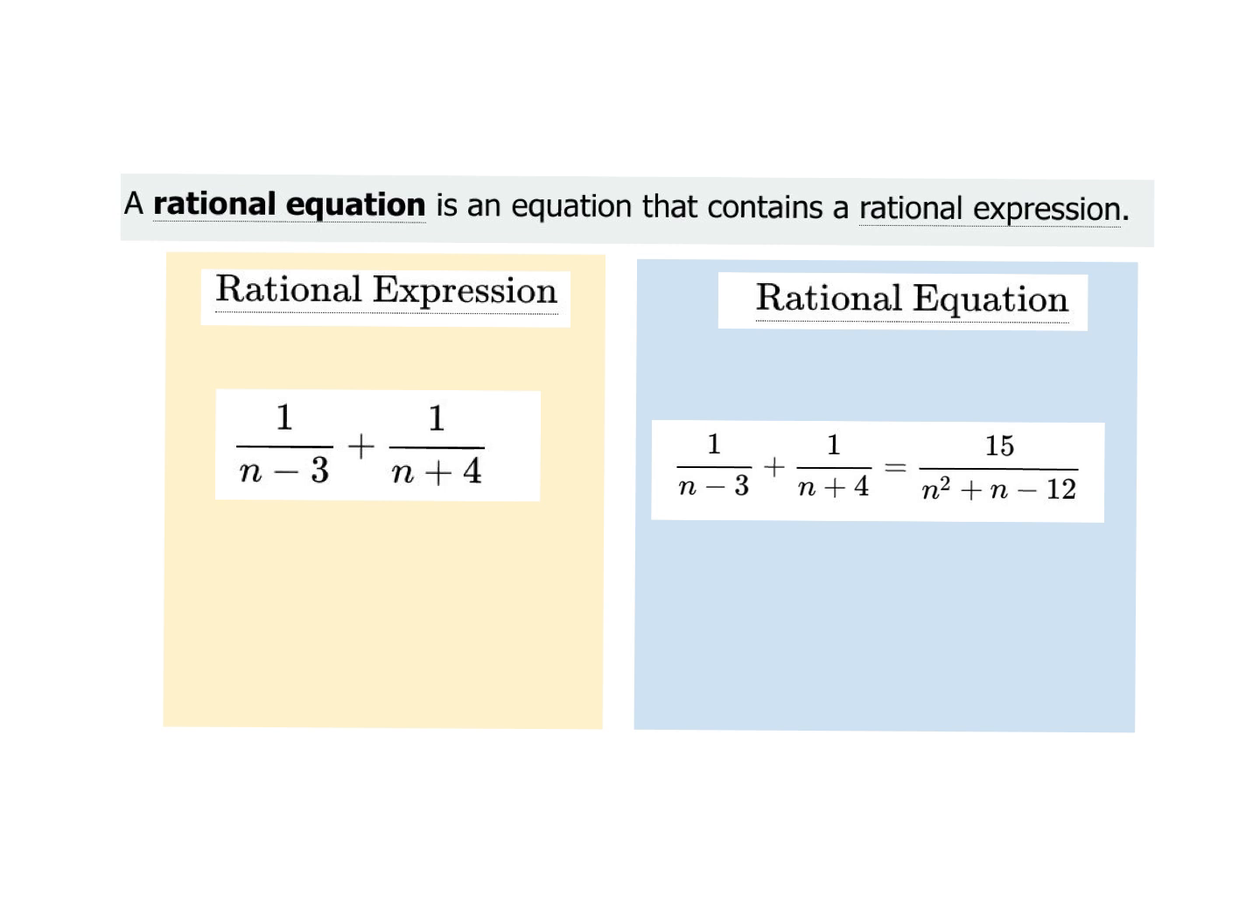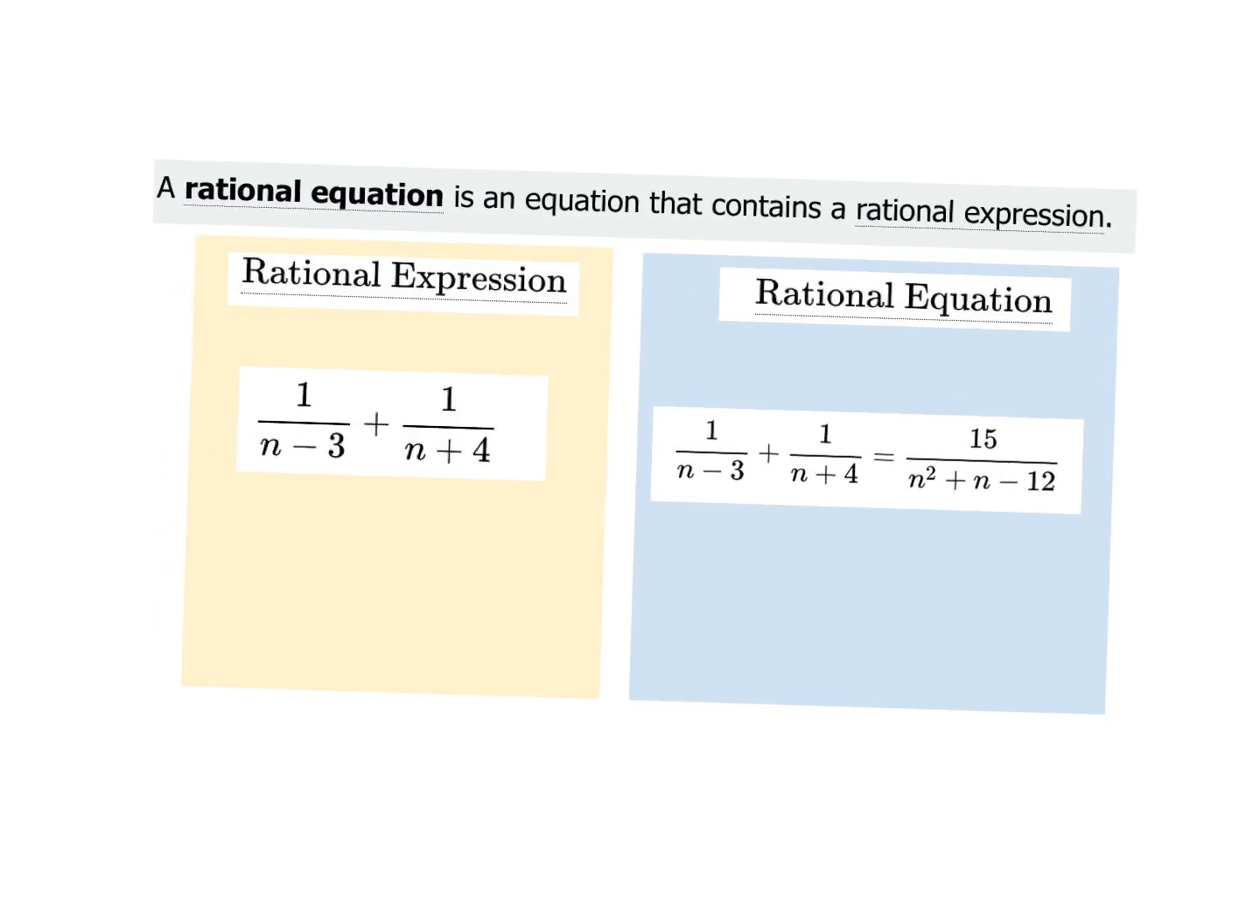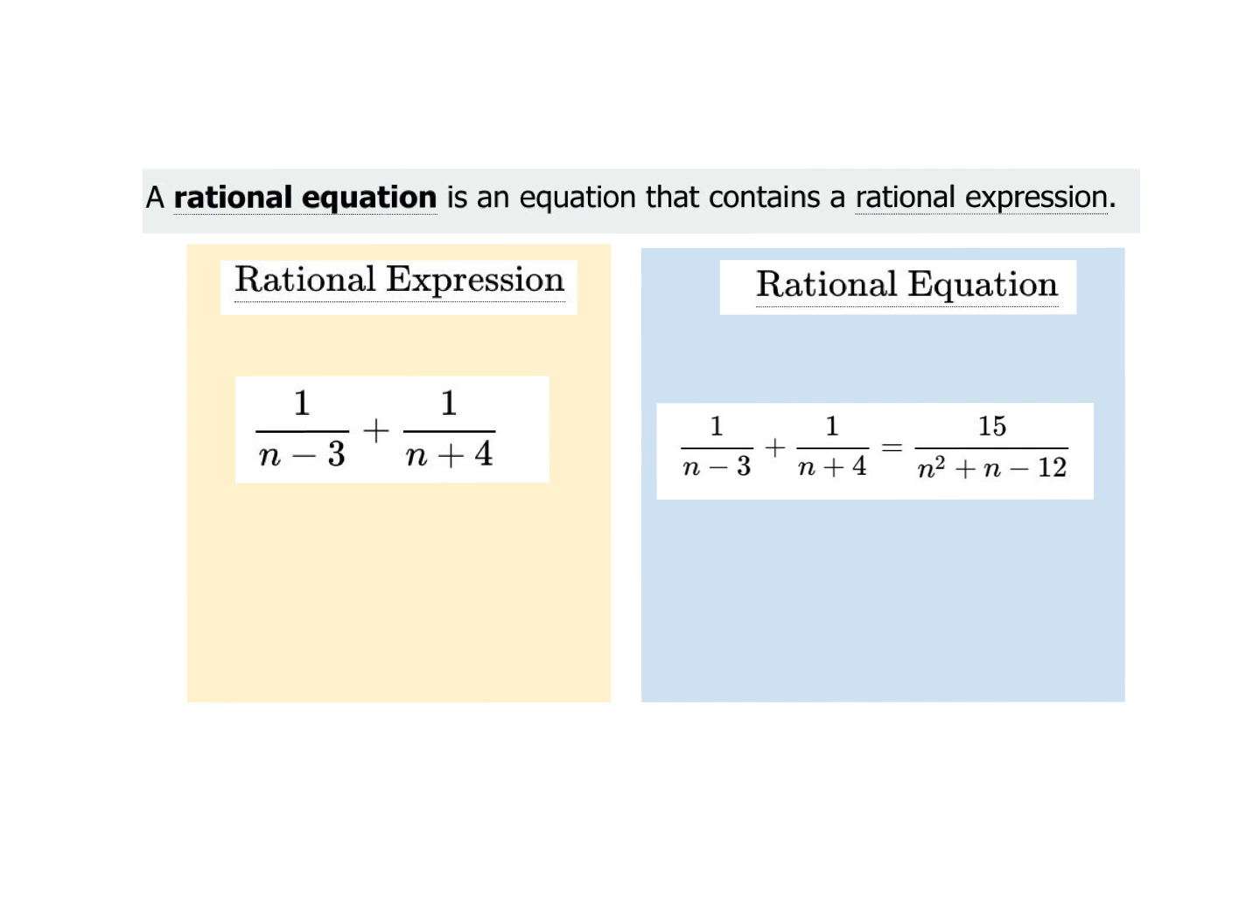Today we are going to be looking at being able to solve a rational equation. So if we look at this, a rational expression is something like the example there in yellow, like 1 over n minus 3 plus 1 over n minus 4. And then you can see that the rational equation has an equal sign and then an expression after the equal sign.